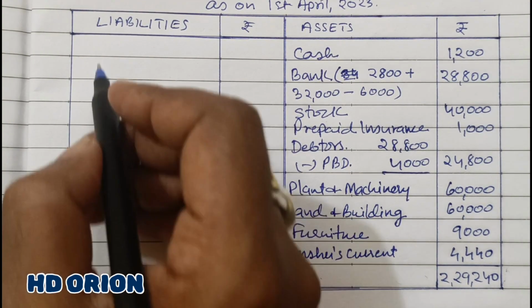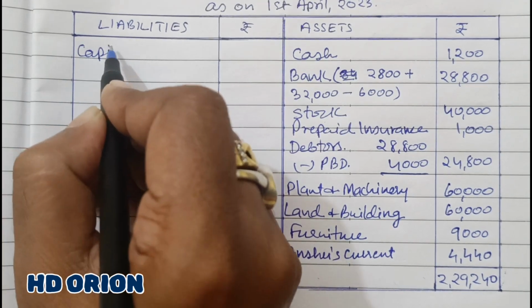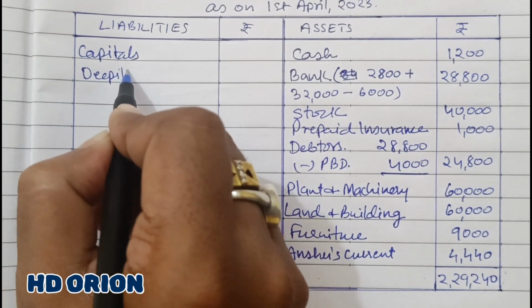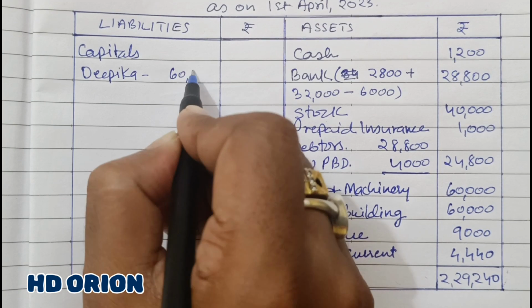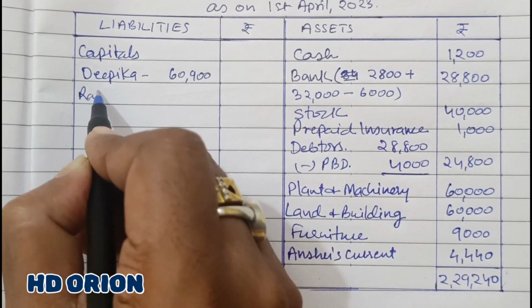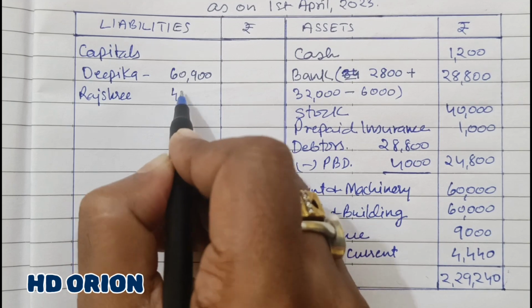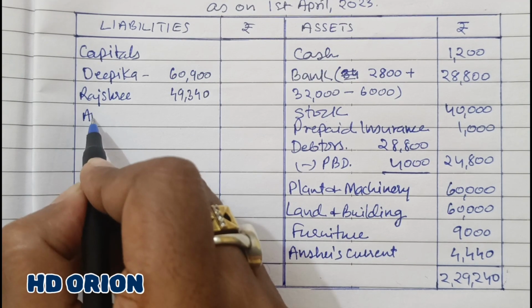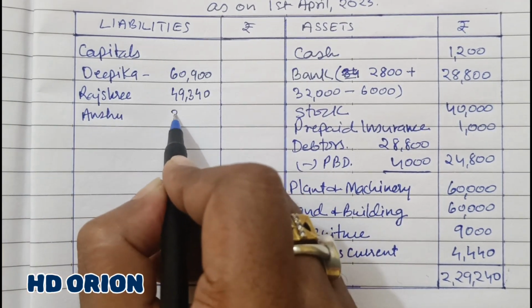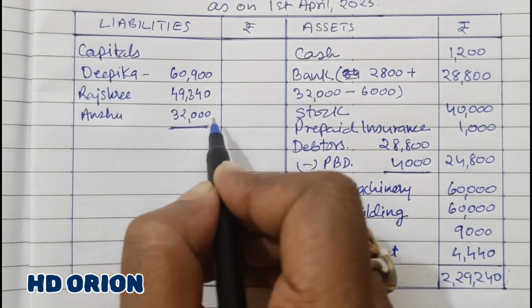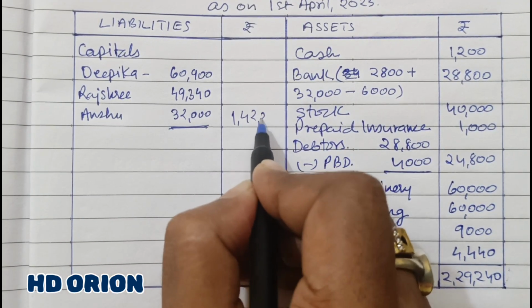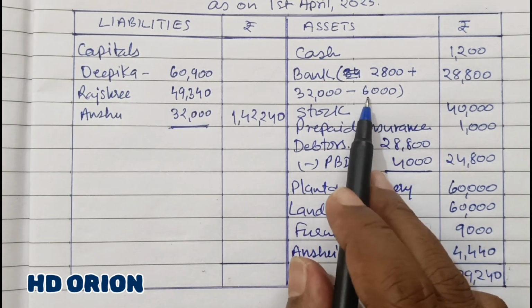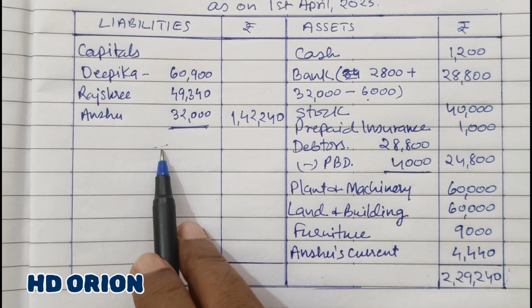Now coming to the liability side, first we will write the capitals of all the partners. Deepika, closing capital balance is rupees 60,900. Rajshri 49,340. Then Anshu is 32,000. So the total capital of the firm is rupees 1,42,240. Then bank overdraft, because we have subtracted it from the bank, we need not show it here again.